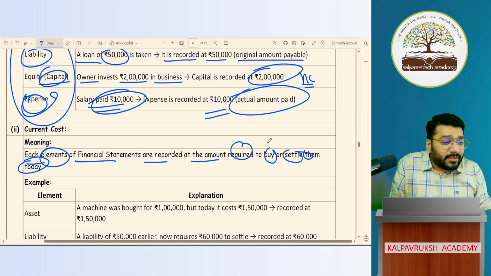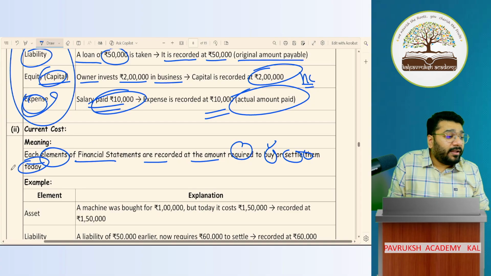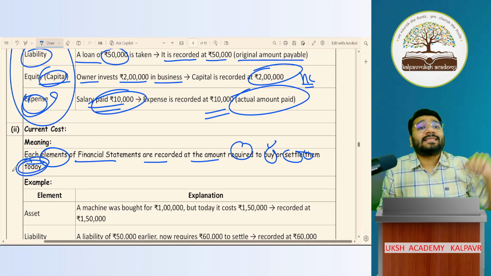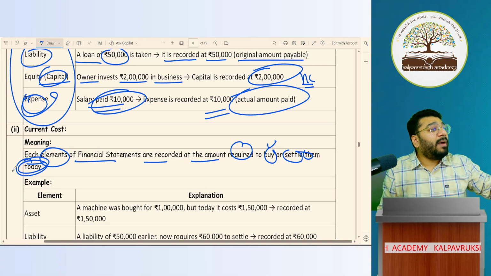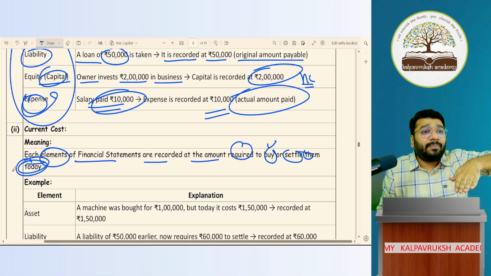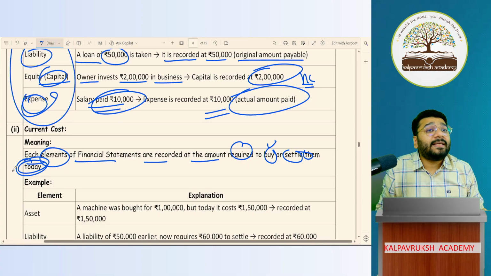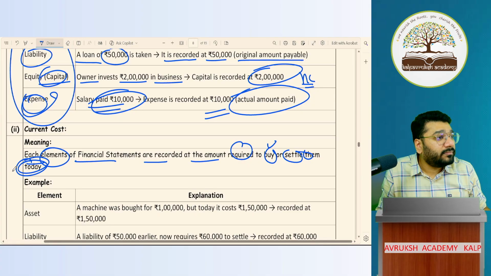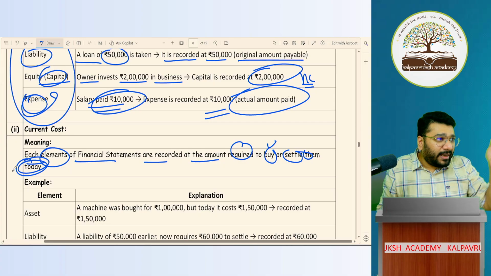Means if I buy the same product with the same feature today, what money I have to pay, that is called as current cost. The same mobile phone that I purchased 3 years ago, if I purchase it afresh today with the same feature, what is the price? That is called as current cost. Can I record my asset based on the current cost?